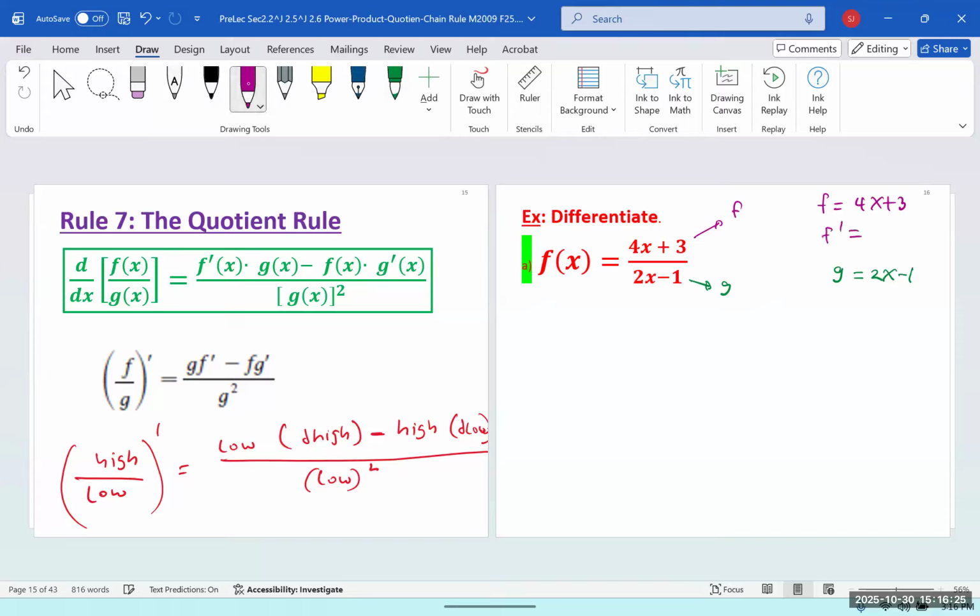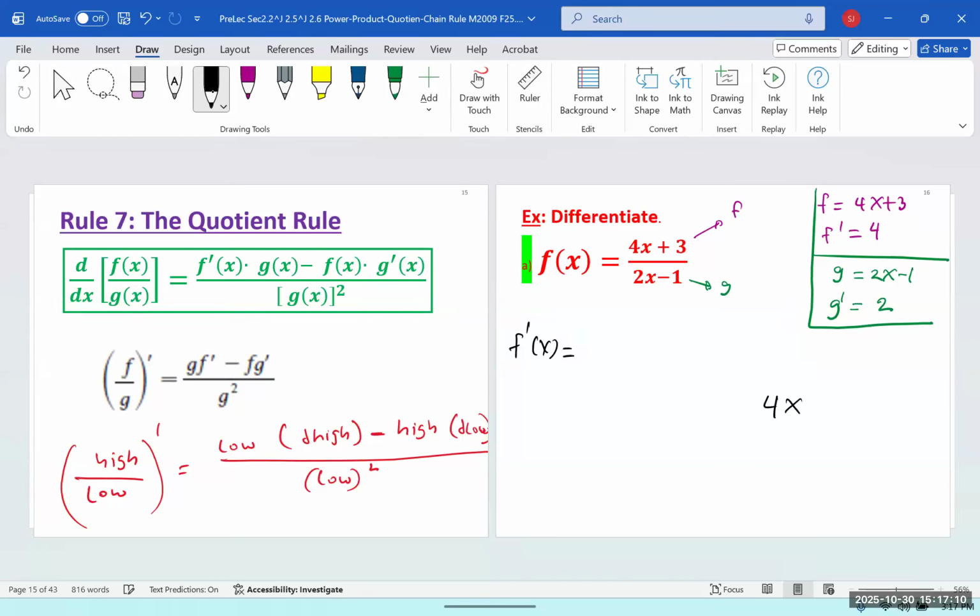So then what is f prime? 4? Only 4, right? Yeah, 4. Because the derivative of 4x, do you remember? What's the slope of a line? This is a line, right? 4x plus 3. What's the slope of the line? 4. And what is g prime? 2. So we have our f prime and we have our g prime. And now we find the derivative.